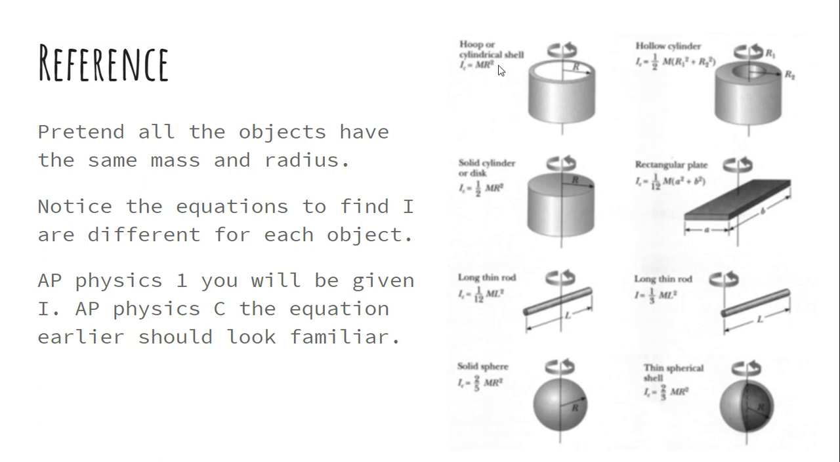This hoop and cylinder shape, it's your mass times radius squared. Simple enough there. A hollowed cylinder, you're going to take your radius of your outer minus inner. Your full one's going to be 1/2 mass times radius squared, but then it gets to the weird shapes, where it's going to be a rectangular plate. This is going to be 1/12 mass times your a squared plus b squared for your lengths.